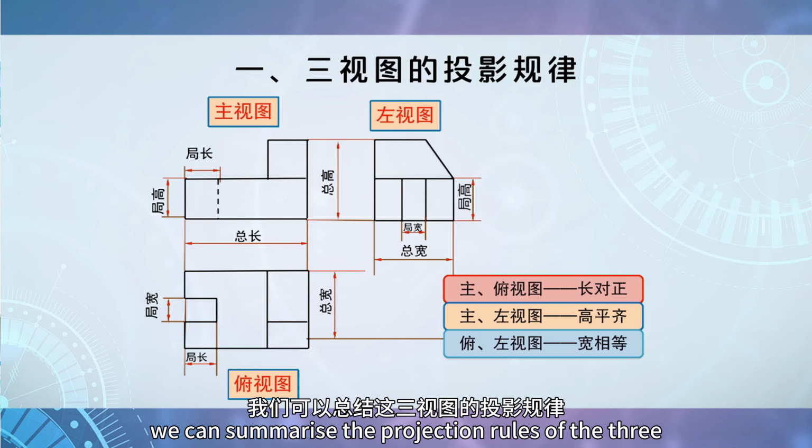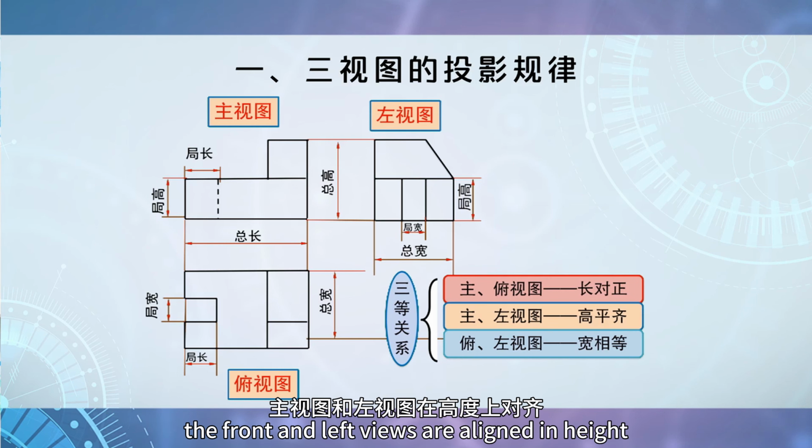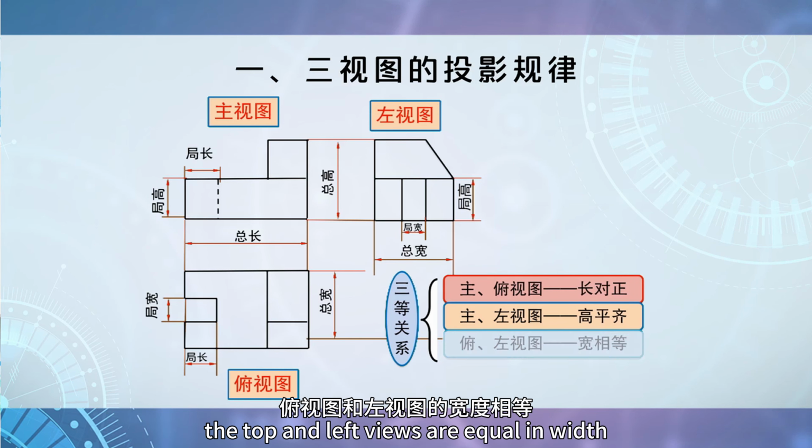From this, we can summarize the projection rules of the three views. The front and top views are aligned in length. The front and left views are aligned in height. The top and left views are equal in width.